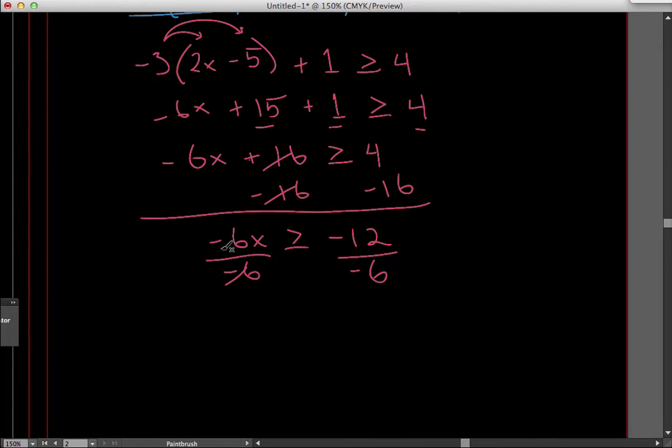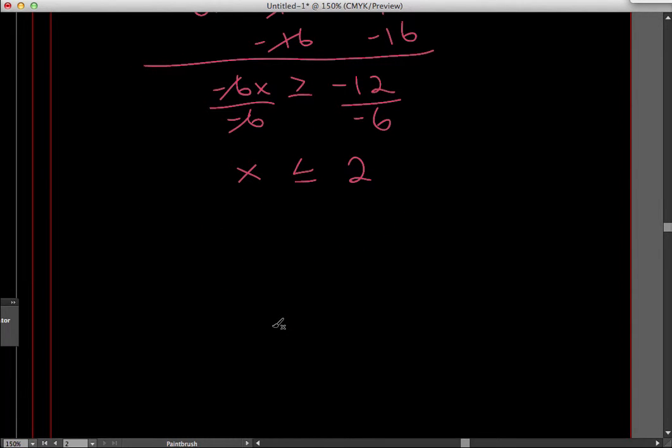And if we do that, the -6 cancels with the -6 here, that just becomes 1, and we're left with x. And then on this side, we get -12 divided by -6, and that becomes 2. Now, since we divided by a negative number, that means we need to flip or reverse the inequality sign that we're using. So this greater than or equals to sign actually becomes a less than or equals to sign. So now we are actually left with a statement that says x is less than or equal to 2.